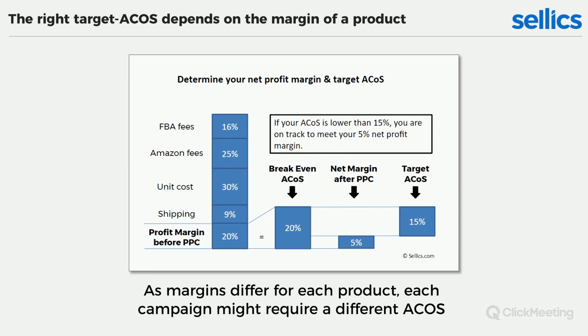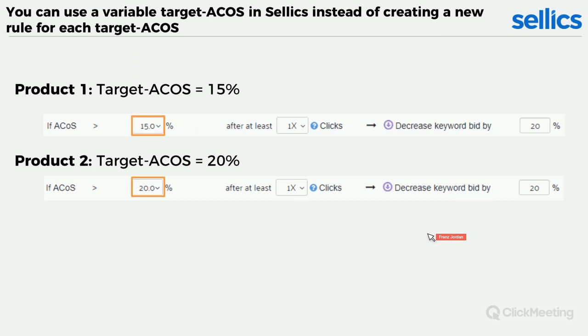Now, obviously, the challenge is that the margins differ for each product. And this means that each campaign might require a different target ACoS. So if you have one product where you have a target ACoS of 15% and you create one campaign for this one product, then you would need to create a rule that says if the ACoS is above 15%, then you want to decrease the keyword bid. And if you have a second product with a target ACoS of 20%, then you will need to create a second rule that says if the ACoS is above 20%.